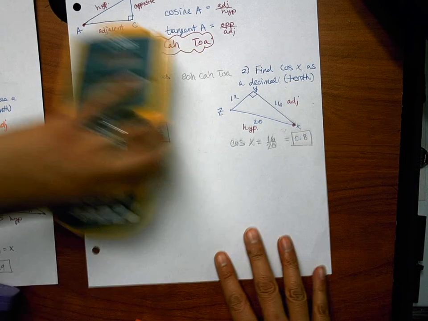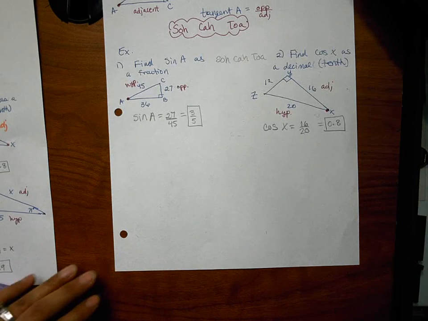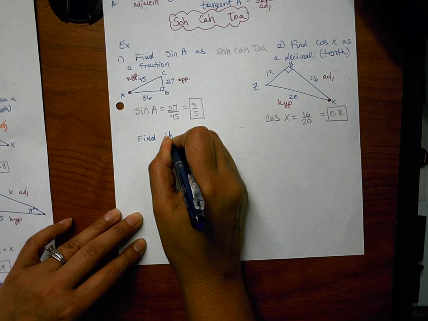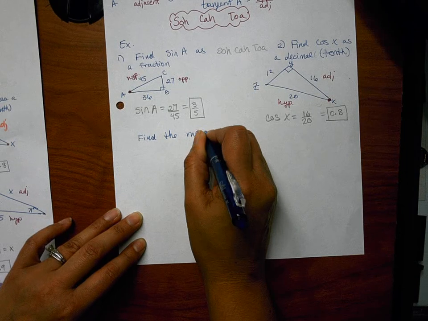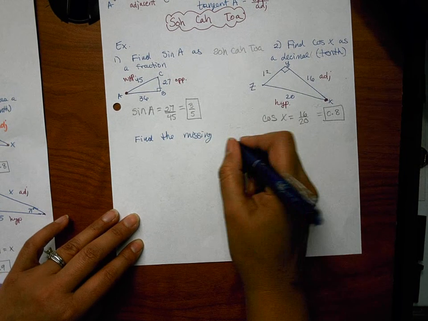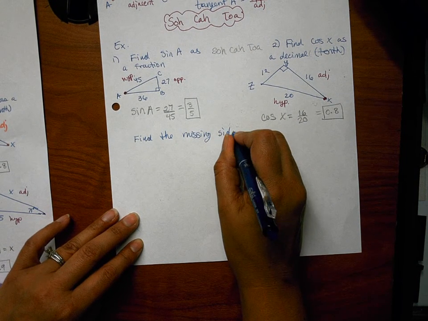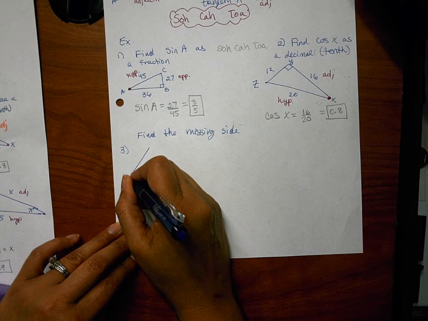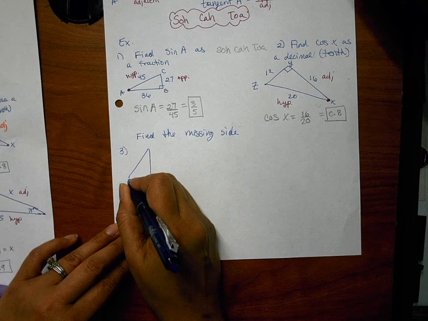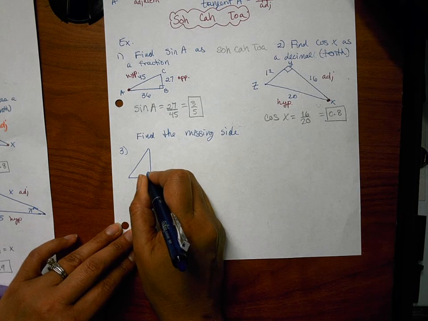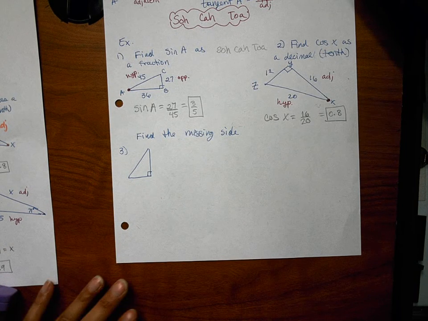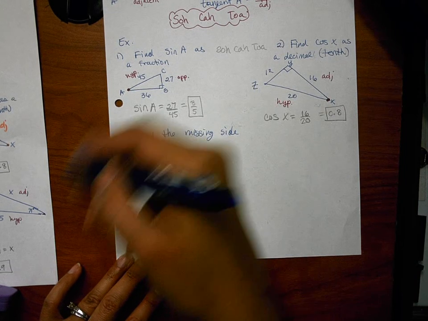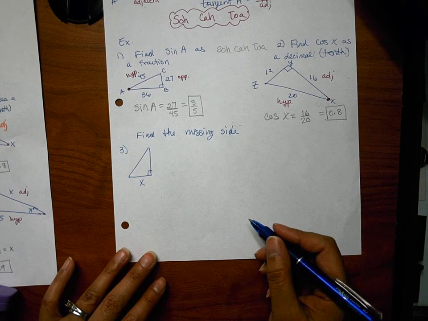Okay, number 3 and 4, we're going to change it up a little bit. We're going to find the missing side. So now we're going to use what we've learned up here to find the side lengths of a triangle. Number 3. Now, we used to use Pythagorean's theorem to find missing sides, and then we learned our special right triangles to find missing sides, and now we have another tool, the SOHCAHTOA trigonometry to find missing sides.